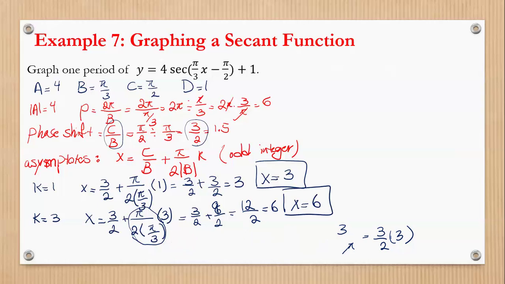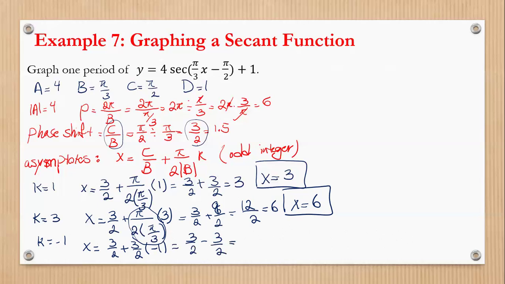Now let's replace k by another odd integer like 5, or we can also replace k by -1. Let's see what we get if k is -1, because -1 is also an odd integer. So we get 3/2 plus, and I know this fraction again is 3/2 times -1. So 3/2 minus 3/2, which is 0. So x equals 0 is also another asymptote.